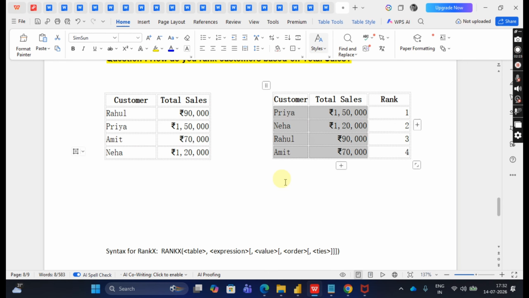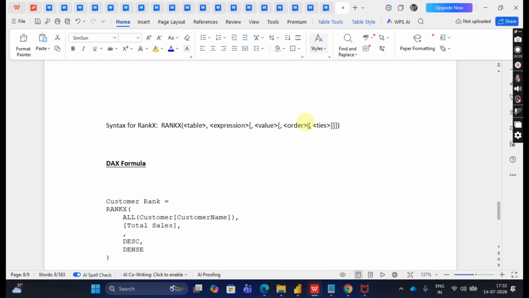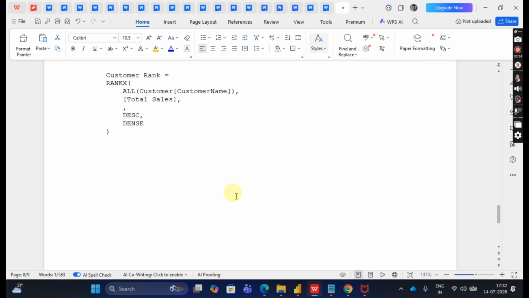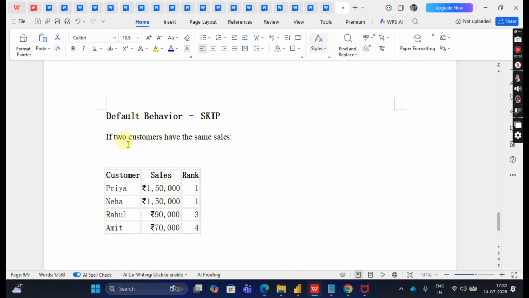One important thing we must know is how RANKX handles ties. This is controlled by the fifth argument, where you can use Skip or Dense. If two customers have the same sales, with Skip, which is the default behavior, if both Priya and Neha get rank 1, then the next rank is 3. The rank 2 will be skipped. So if two values are the same and both get the same rank, then the next rank will be skipped with the help of Skip.